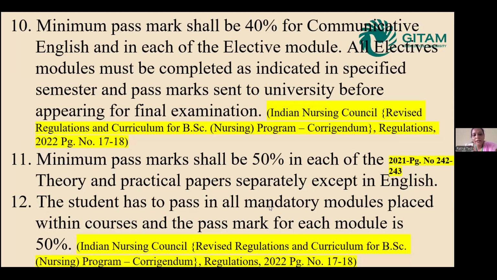Then the student has to pass in all the mandatory modules placed within courses, and the pass mark of each module is 50. I already emphasized this in previous points also. For the mandatory module, we can decide the set criteria. We can give the marks to the student, but to get a passing mark, he should attain 55. That is mandatory.